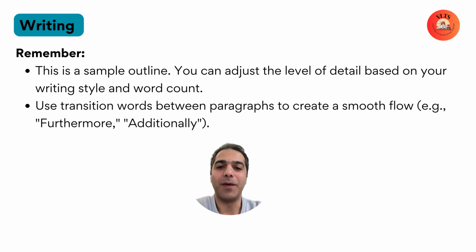One more time, I just want to remind you that this is just a sample form of brainstorming, outlining, and formatting for the writing task 2. You can adjust the level of detail based on your writing style and word count. Also, use transition words and phrases in between paragraphs to create a smooth flow of information, like furthermore, additionally, or something else that you know. By following this brainstorming and outlining strategy, you can effectively organize your thoughts and write a clear, concise, and well structured response for writing task 2.